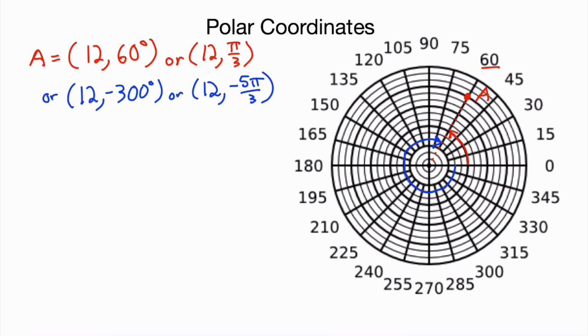We could also go halfway, or in this situation 240 degrees around, but instead of going out with a positive radius, you would go backwards, or in a negative radius.